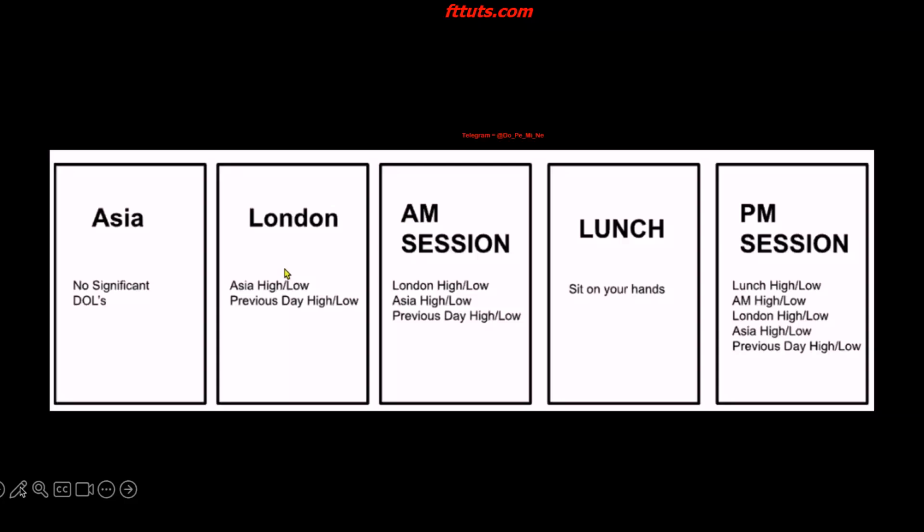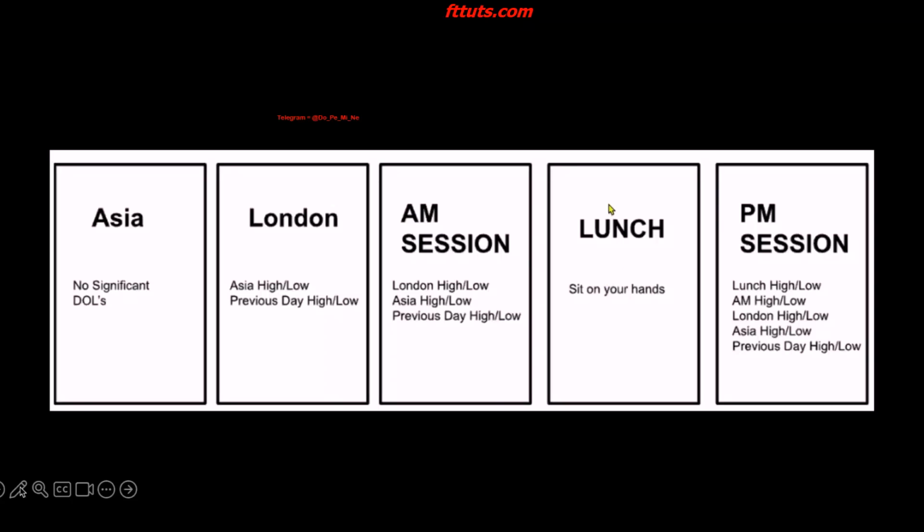During London, we can refer to the Asia high and low. And we can refer to the previous day's highs and low. During the AM session, we can refer to the London high and low, and the Asia high and low, and the previous day high and low.